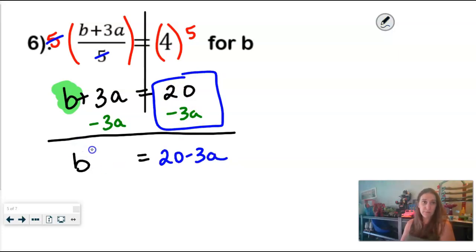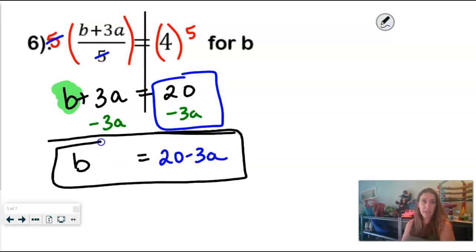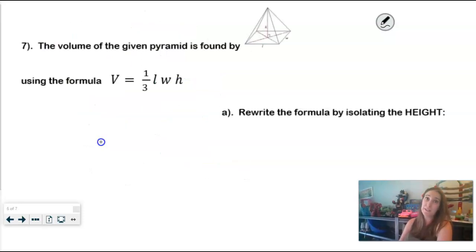Now, if you wrote down negative 3a plus 20, totally fine. Very equivalent. All right, so that's the idea here, and your science teachers love this skill because they give you some crazy formulas, and they don't ask you to solve them once, twice, 3 times. They make you solve them a whole bunch.